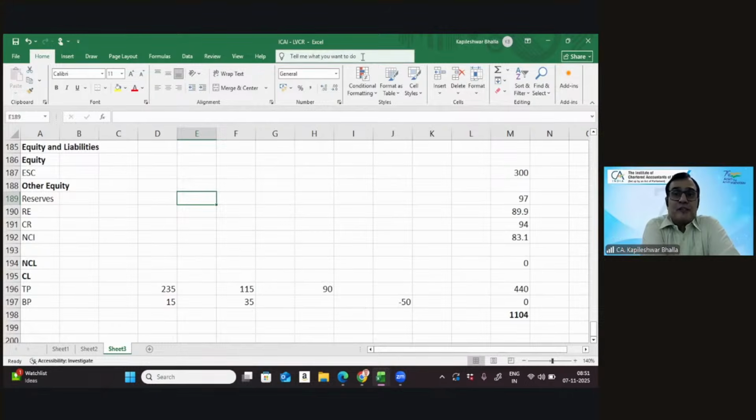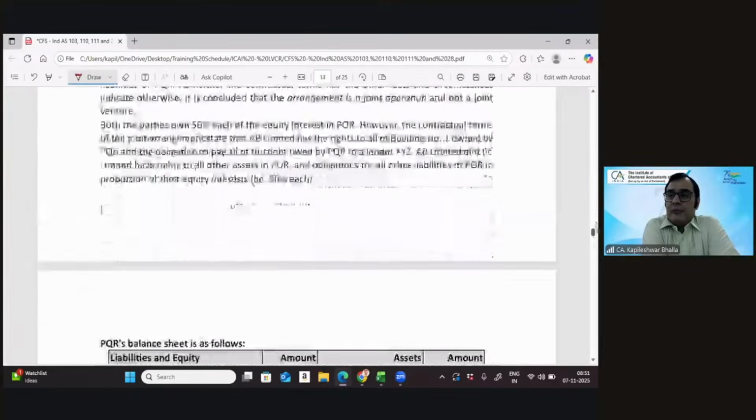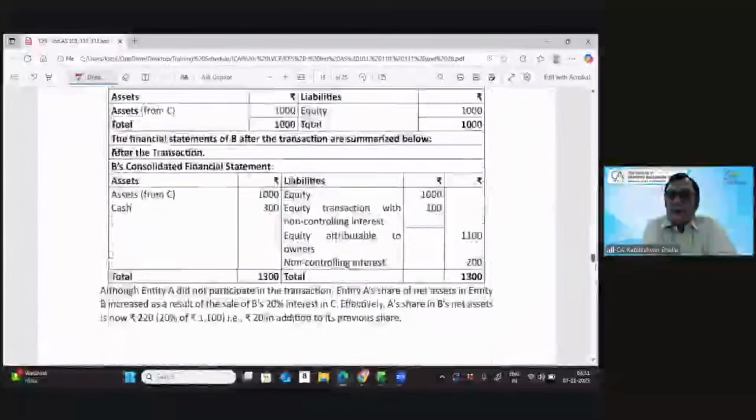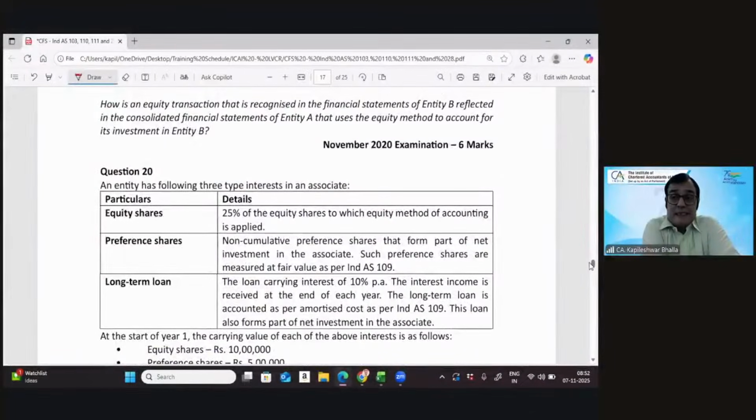So, what do you say, friends? You want me to do the question? I'll show you that question as well. I put that question in the assignment as well. So, this is the question, question number 20, which is in the appendix to Ind AS 28. You want me to do this question? Otherwise, I'll do other questions. If you want me to do this question, then I'll do this question. Any inputs? Any opinions?